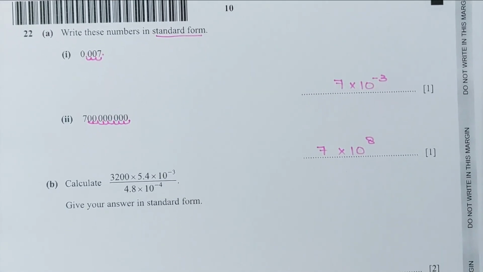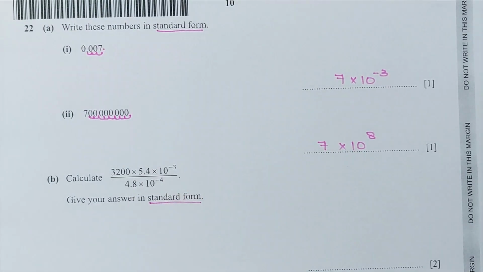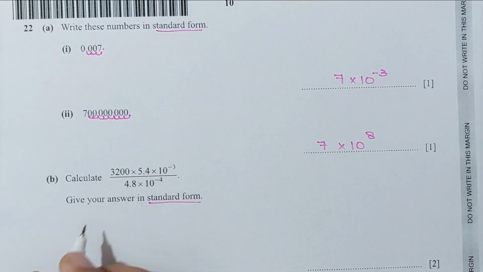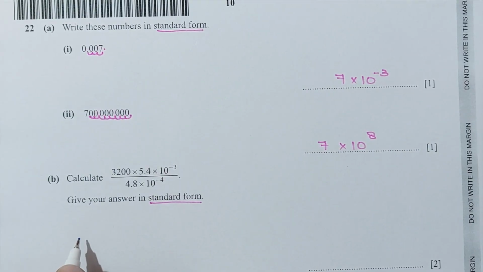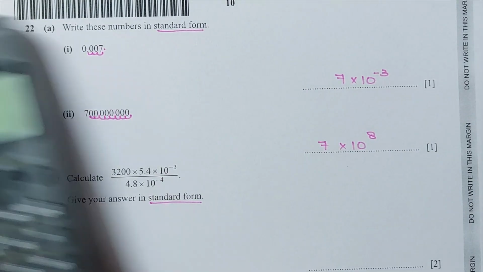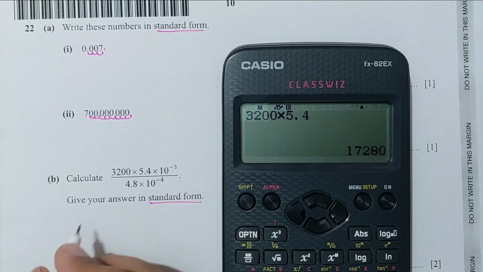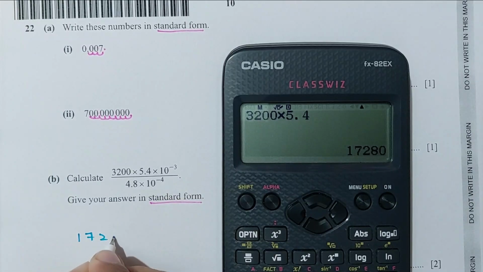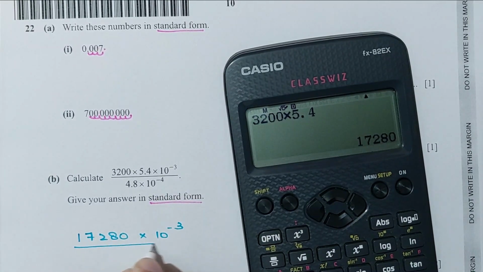Now for part B, calculate, give your answer in standard form. Again, we have to give the answer in terms of the standard form. All right, first things first. 323200 multiplied by 5.4 is 17280 times 10 to the power negative 3, divided by 4.8 times 10 to the power negative 4.